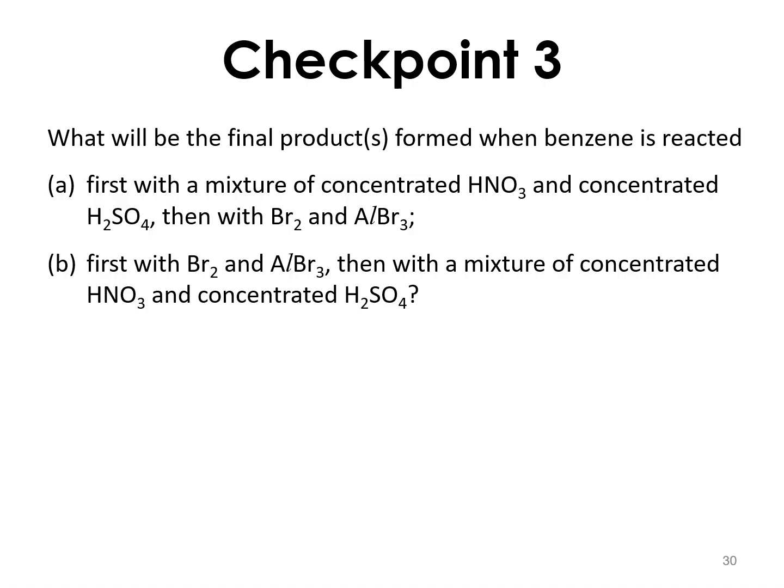Now let us take 5 minutes to try checkpoint 3. What will be the final products formed when benzene is reacted first with a mixture of conc. HNO3 and conc. H2SO4, then with Br2 and AlBr3, as opposed to first with Br2 and AlBr3, then with a mixture of conc. HNO3 and conc. H2SO4. Clearly, checkpoint 3 is trying to check whether you understand the directing effects and whether you are able to place the respective groups in the correct position.